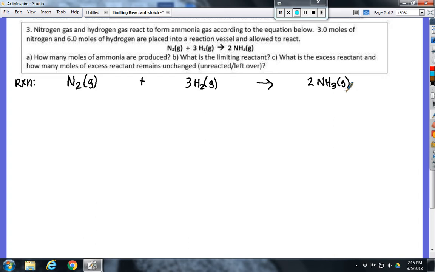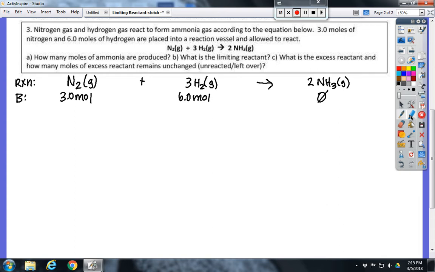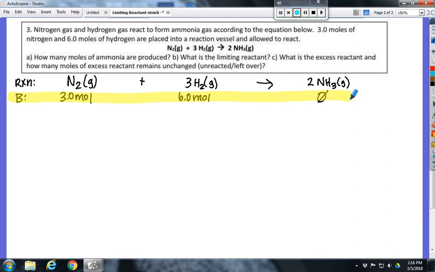And then we got to set up our before, so what did the question give us? The question gave us 3 moles of nitrogen and 6 moles of hydrogen, and I do not know how much ammonia that is. And as I said before, I like to highlight that.